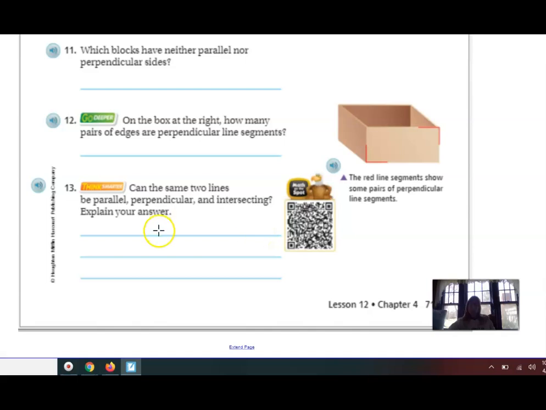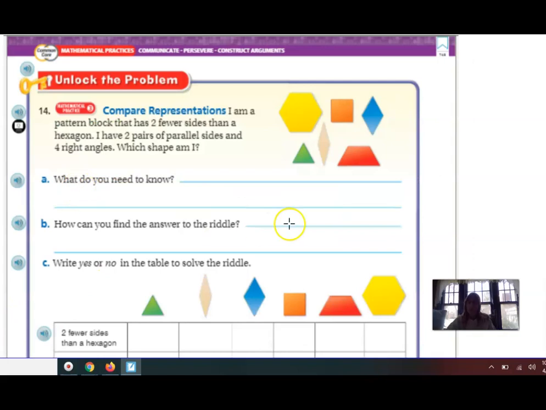13. Can the same two lines be parallel, perpendicular, and intersecting? This is just like we did math on the spot. Can they be parallel? Can they be intersecting? And can they be perpendicular? And we saw that no, they cannot, because they will be crossing when you do intersecting and perpendicular.